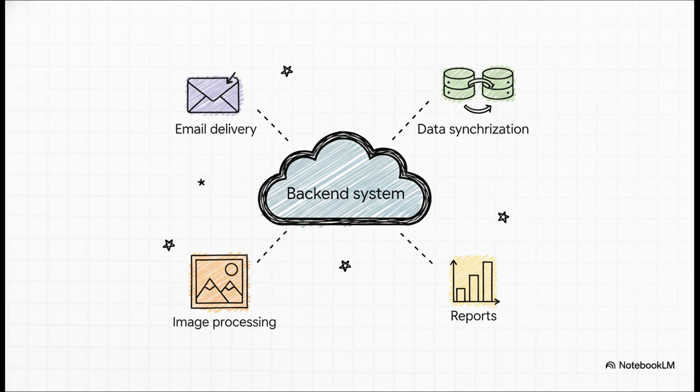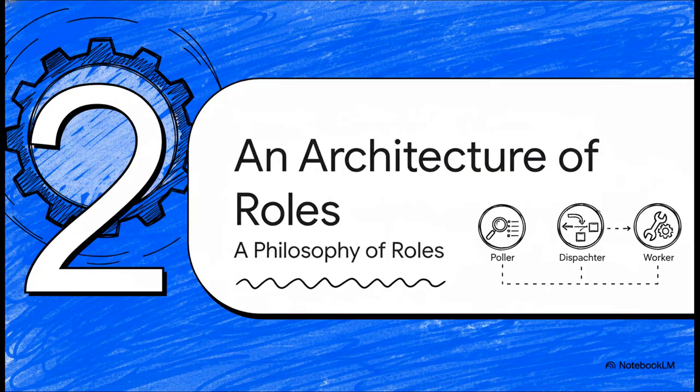And look, we're not talking about some obscure niche problems here. This is the bread and butter of modern backend systems. We're talking about sending millions of emails, syncing huge amounts of data, processing images, generating reports. These are the foundational tasks that pretty much every application relies on to function. So, how do we tame all this complexity?